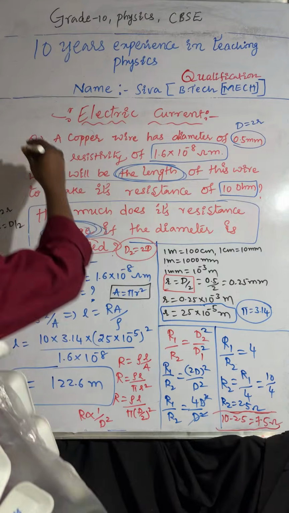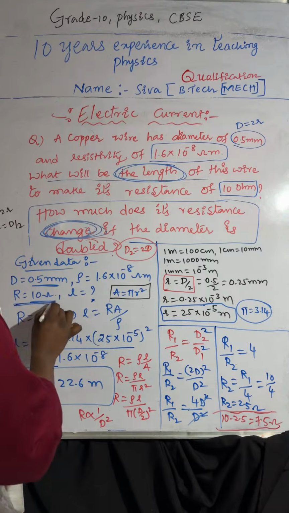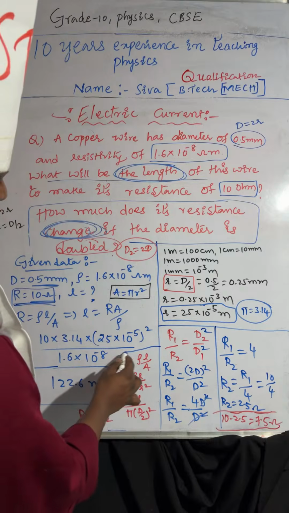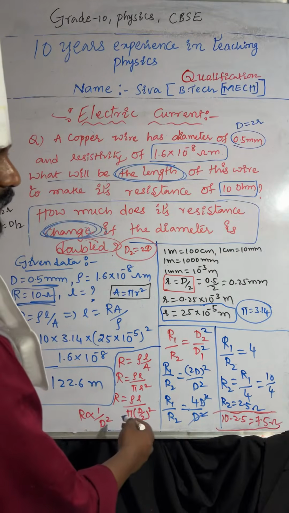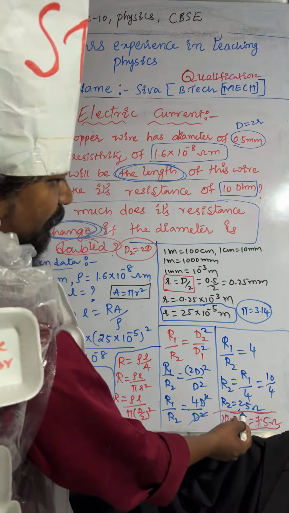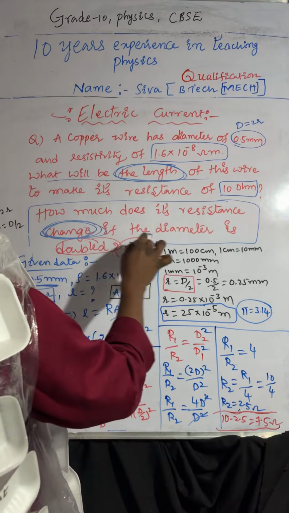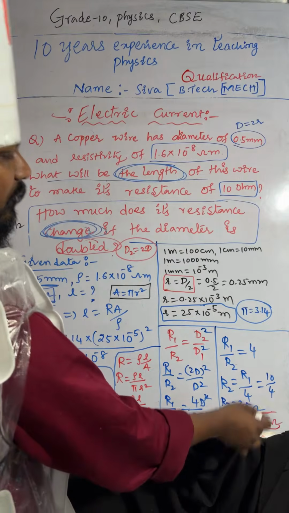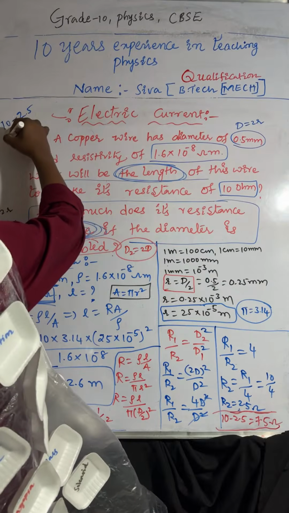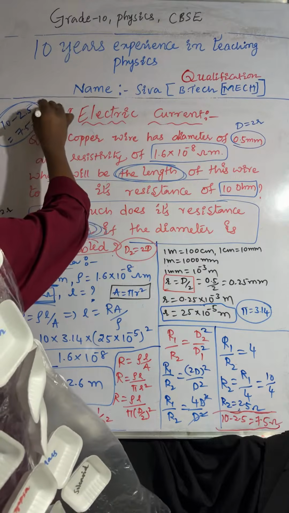So space is not there, so I will be writing here. Once again, the initial is 10 ohm. After the diameter is doubled, how much did you get? 2.5. So they are asking how much does its resistance change if the diameter is doubled? So total 10 minus 2.5 is 7.5. That is the final answer.